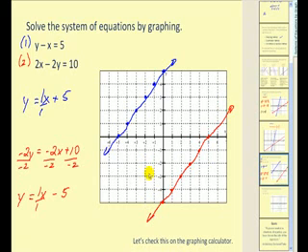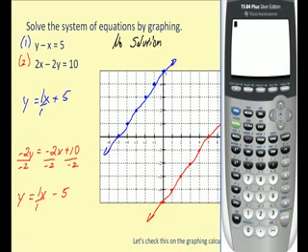And what we see here is these two lines are parallel, and that does make sense because our slopes are both equal to 1 and our y-intercepts are different. Therefore, this system has no solution, which we could also classify as inconsistent and independent. Now let's take a look at our graphing calculators just to verify this.